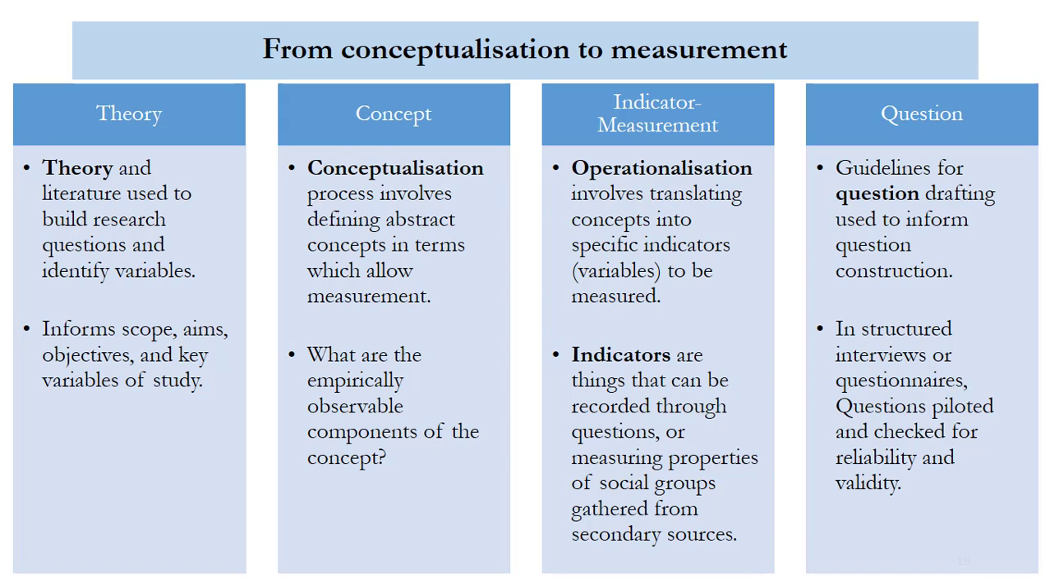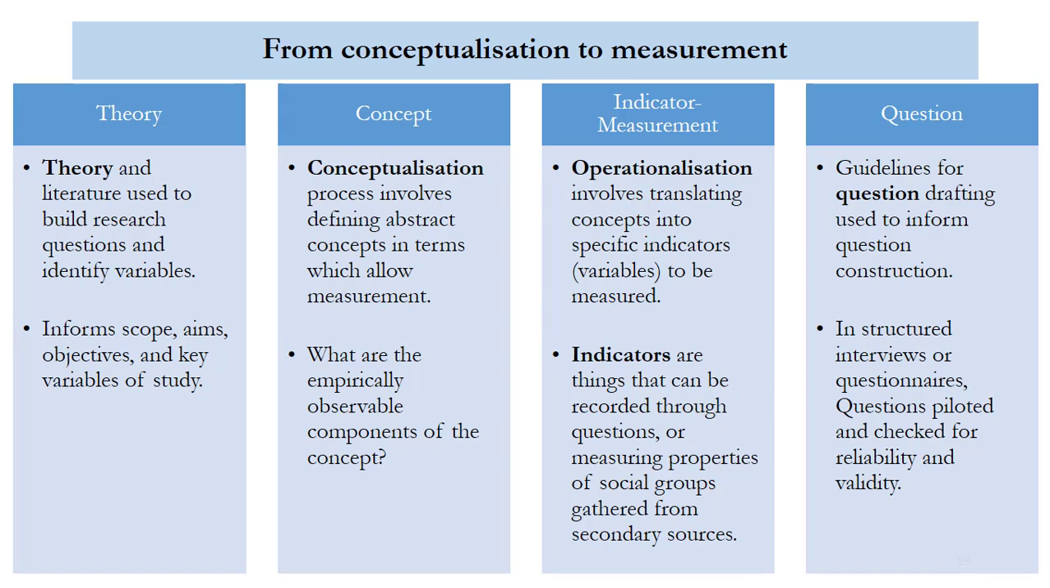So if we're looking at determinants of local crime rates, for example, theory might tell us that some of the key variables there will be things like the relative affluence or deprivation of an area. It will be to do with things like the density of different mixes of housing tenure, something to do perhaps with the history of the area, the socioeconomic profile of the area, employment rates and so on. And so when we're trying to define all of these different properties that are going to be a part of our study, what we're doing is we're conceptualizing.